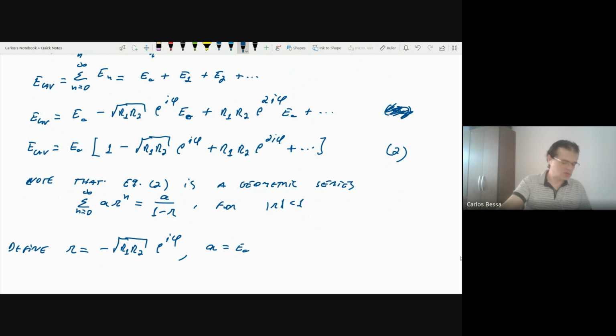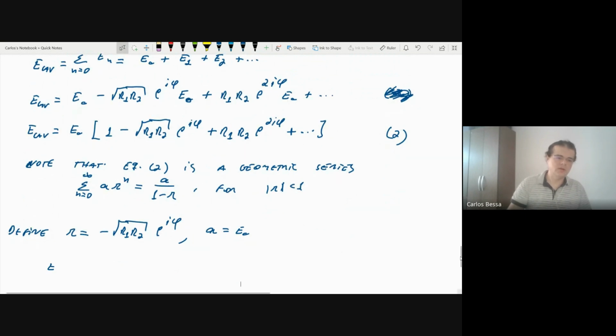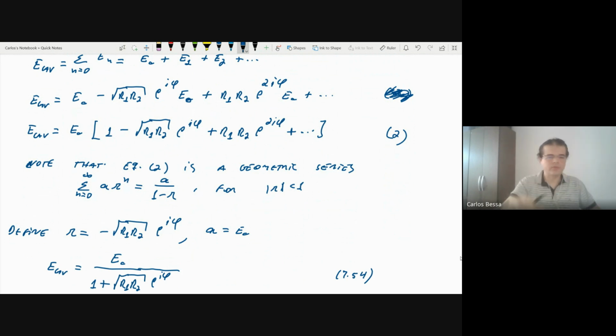And if you do that, you'll see that E cavity will be E0, 1 plus R1, R2, exponential i phi. That's equation 7.54. Okay? And we can see this, and that's why I think it's so slow.